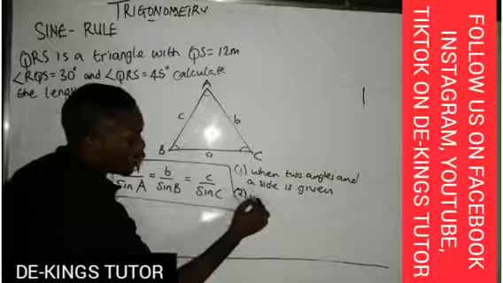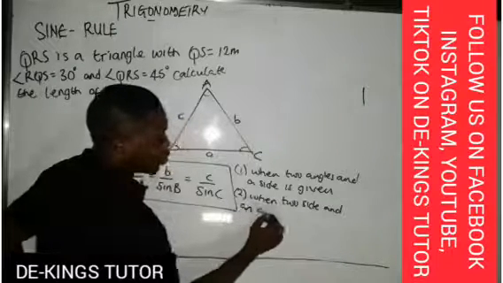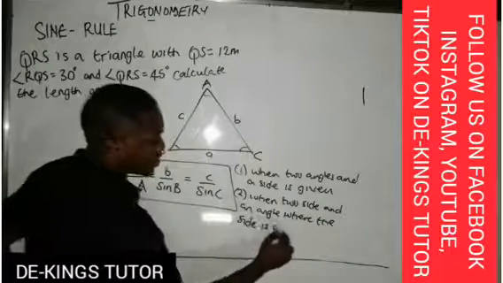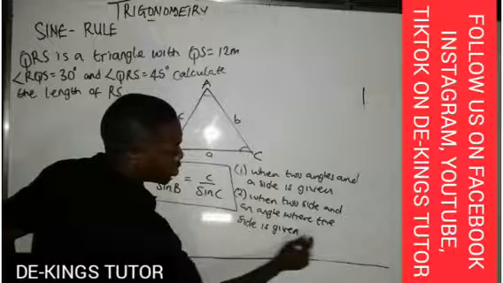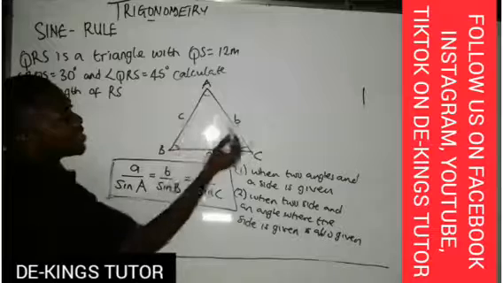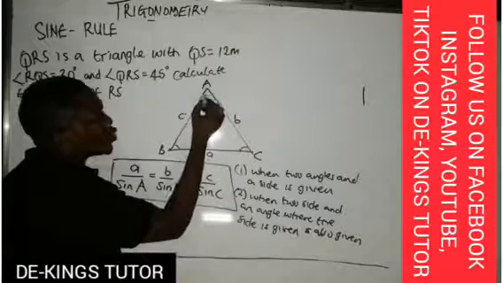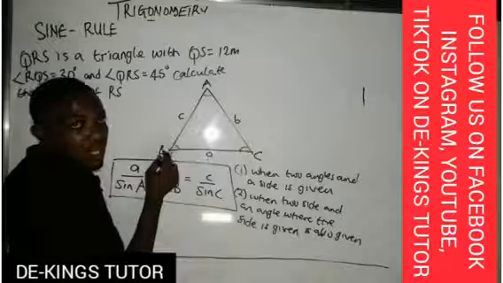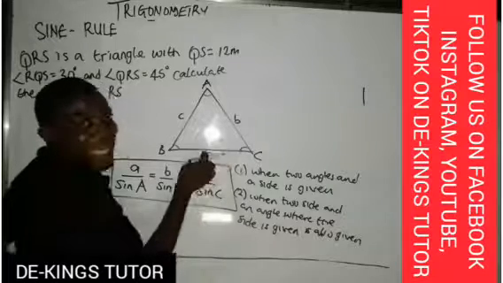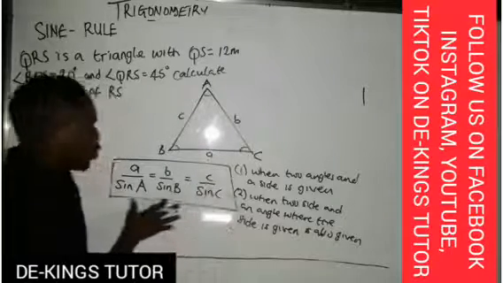The second condition is when two sides and an angle are given, where the angle is opposite one of the given sides. For instance, when they give us side b and side a, they should also give us angle A or angle B. But if you have side b and side a and they give you angle C, you can't use this. So these are the two conditions in which you can use the sine rule.